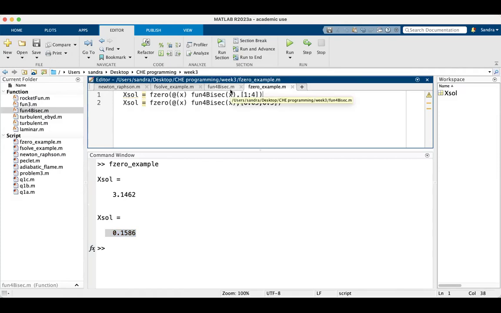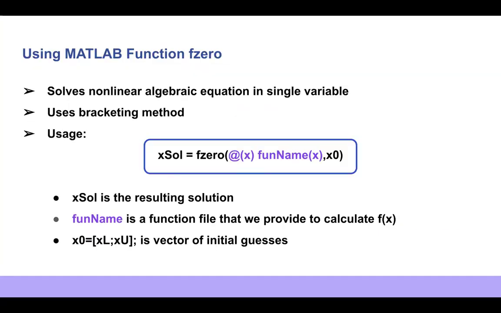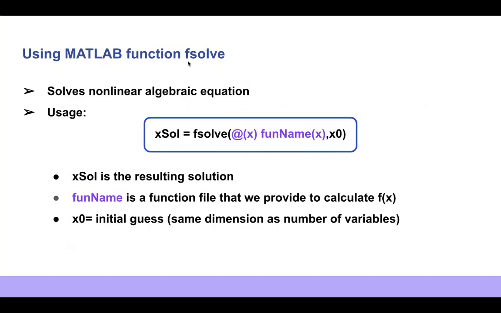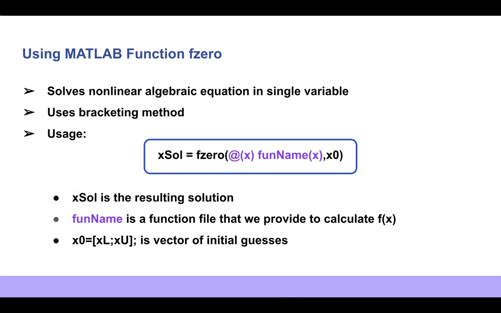So basically, if we have a nonlinear algebraic equation to solve, there are several methods. Here we discuss 3 methods. One is the Newton-Raphson's method. And the second one is the MATLAB function F-solve. Here you have to give an initial guess. In Newton-Raphson also you have to give an initial guess. And another one is F0. Here instead of initial guess, you can give an interval. So whenever you have an interval mentioned, you can use F0. If you have an initial guess provided in the question, you can use F-solve.